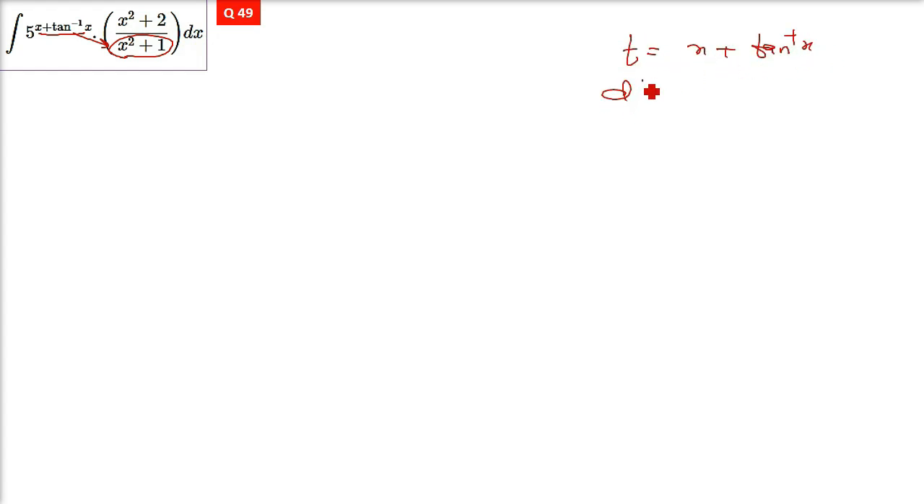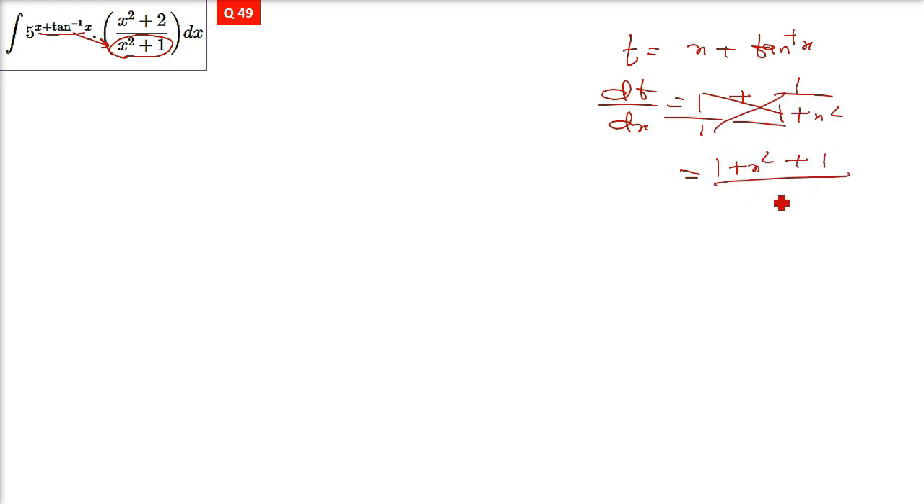So t will be equal to x plus tan inverse x, dt by dx will be 1 plus 1 by 1 plus x square. When we take the LCM, 1 into 1 plus x square, write it here, 1 into 1, write it here. So this is x square plus 2 divided by x square plus 1. So this gives you dt, which is equal to the whole content on the right. There is one more thing here that will come just now. Let's first do this thing.